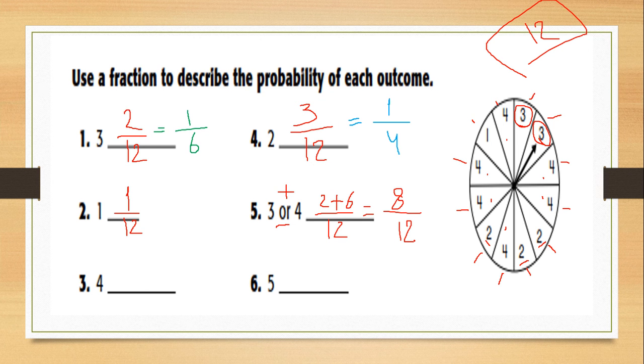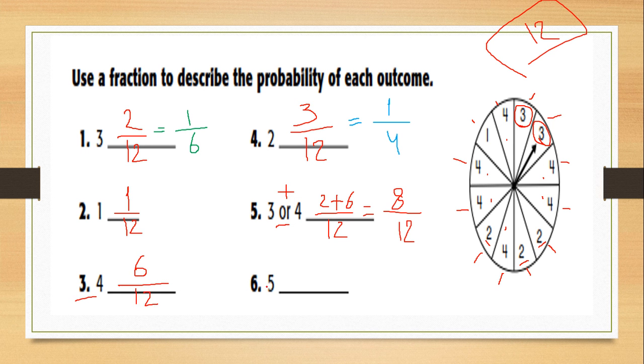If you want to make it more simple, you will divide by 4, so that will be 2/3. Okay, let's see question number 3. What is the probability that you will get number 4? We know that we have 6 4s, so that will be 6/12.